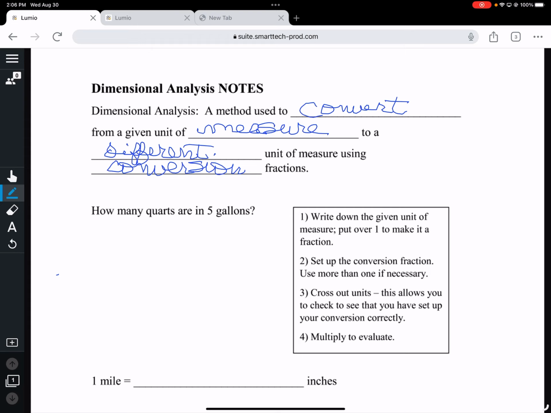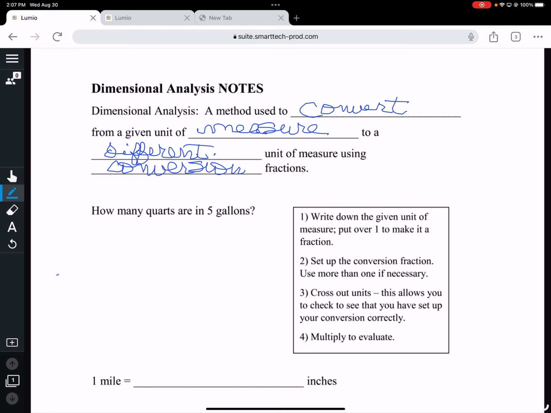Now, you have a second handout. It says conversion fractions. So in other words, it's a special kind of fraction that will allow you to make the change from one unit to the next.